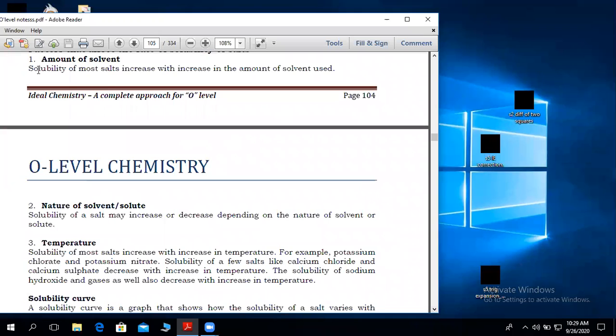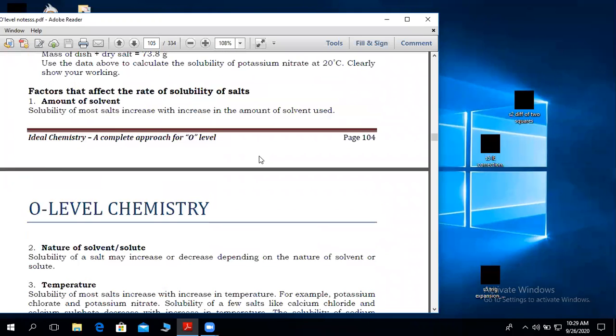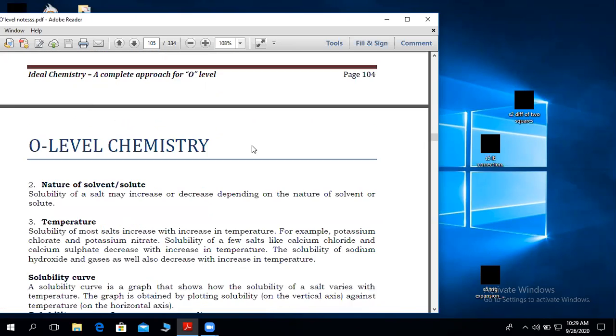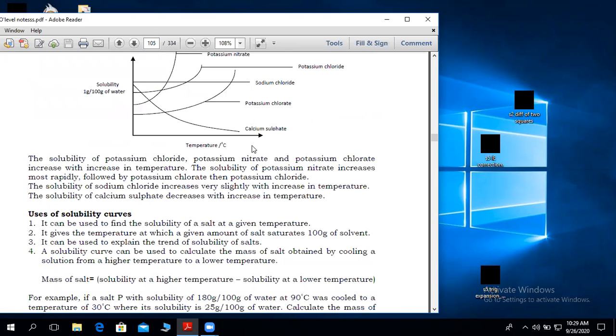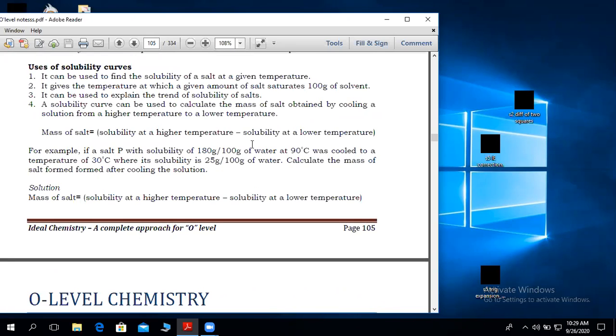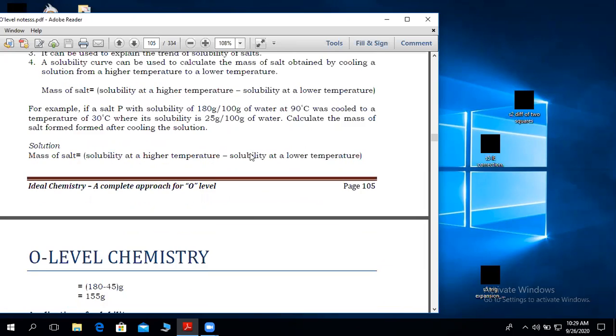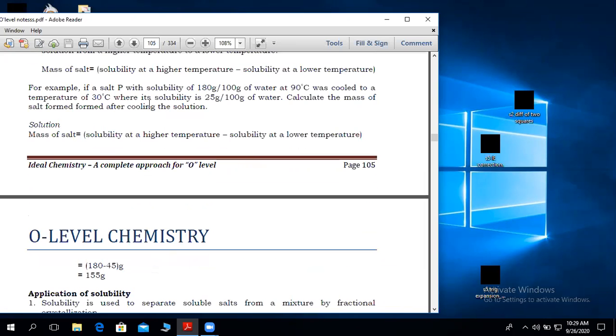Then factors that determine the solubility, we have amount of solute, nature of the solvent, the amount of solvent, and temperature. Those ones I remember explaining them even. Solubility curve, that one is also simple. I think you know how to plot. And let me remind you of the other thing.